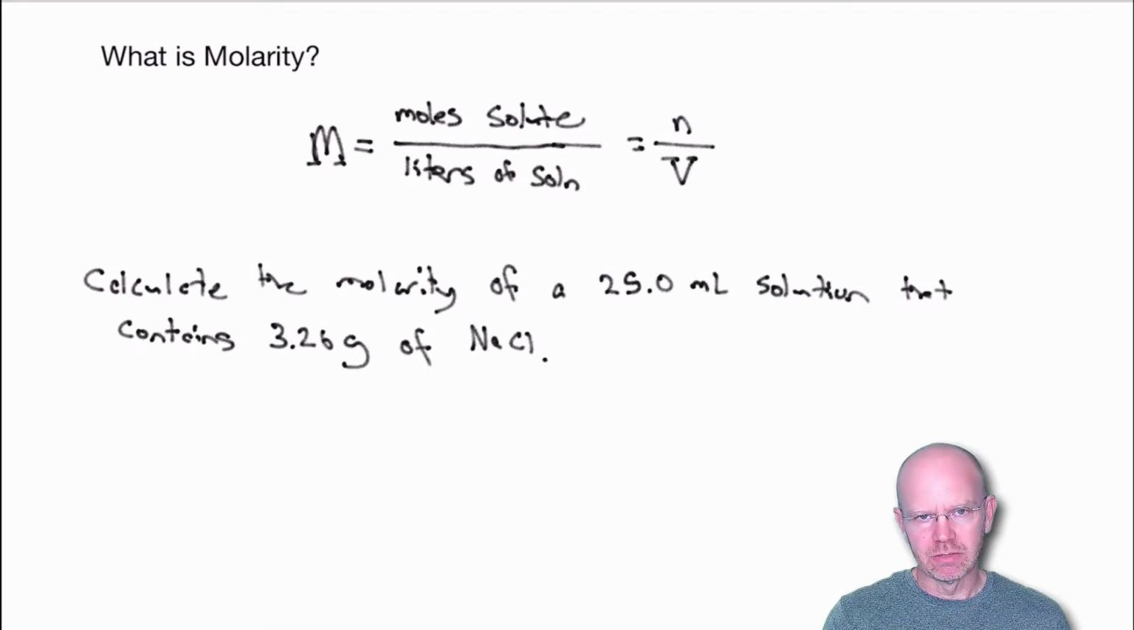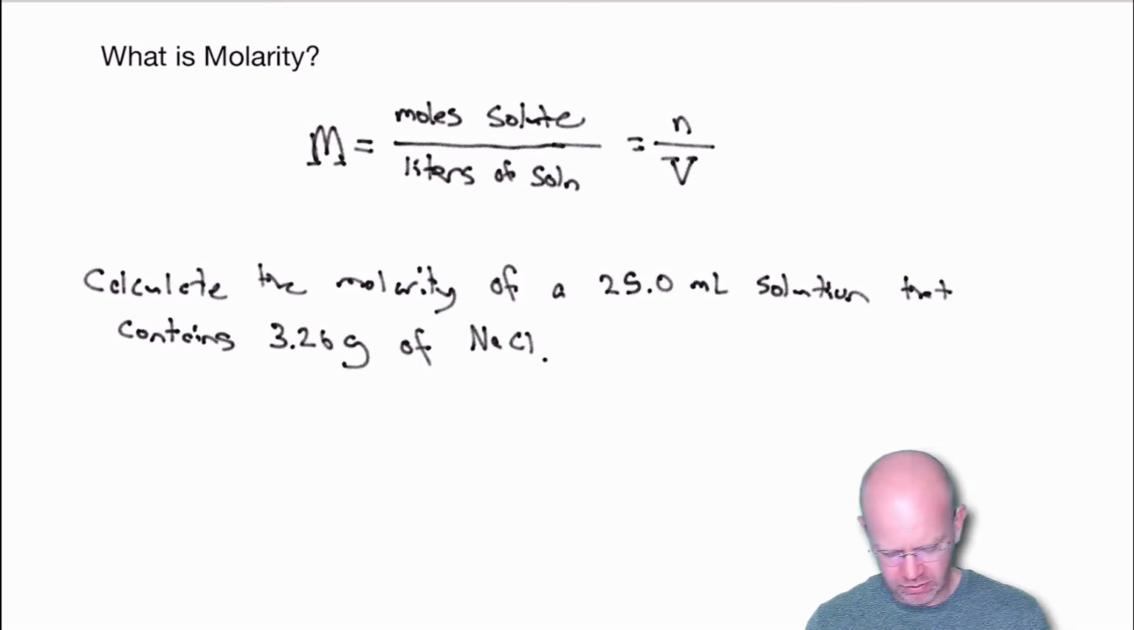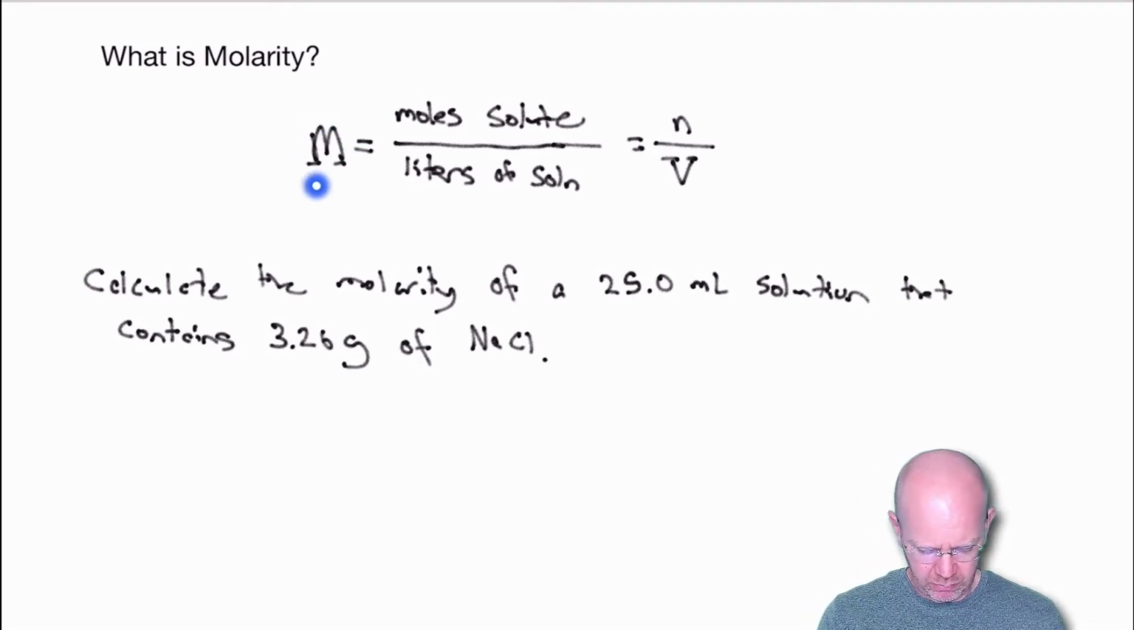We're talking about solution chemistry here, and molarity is the number of moles of a solute, something dissolved in a solution, divided by the volume of that solution. We usually signify molarity with a capital M, and that again is the moles of a solute divided by the liters of solution. So the unit of volume is important here. We usually use liters of solution when we're calculating molarity.